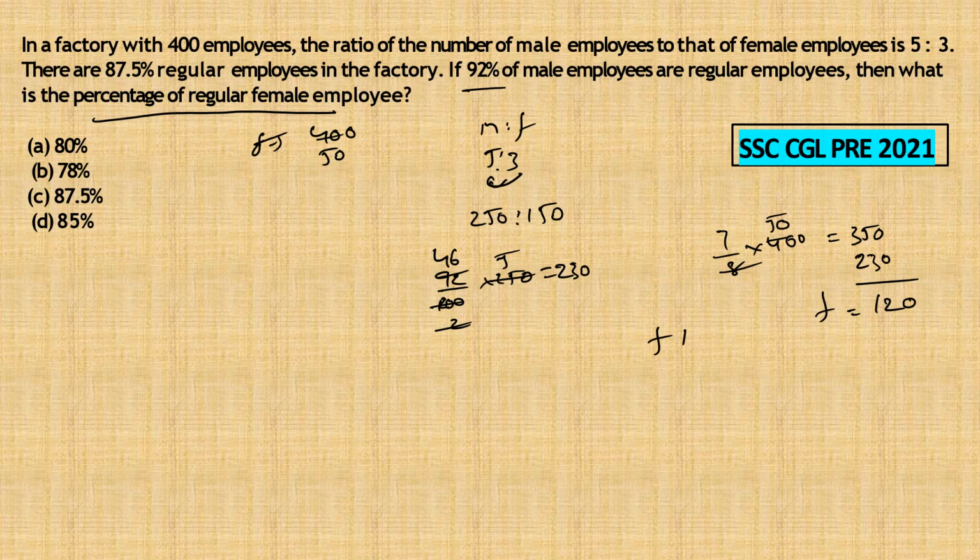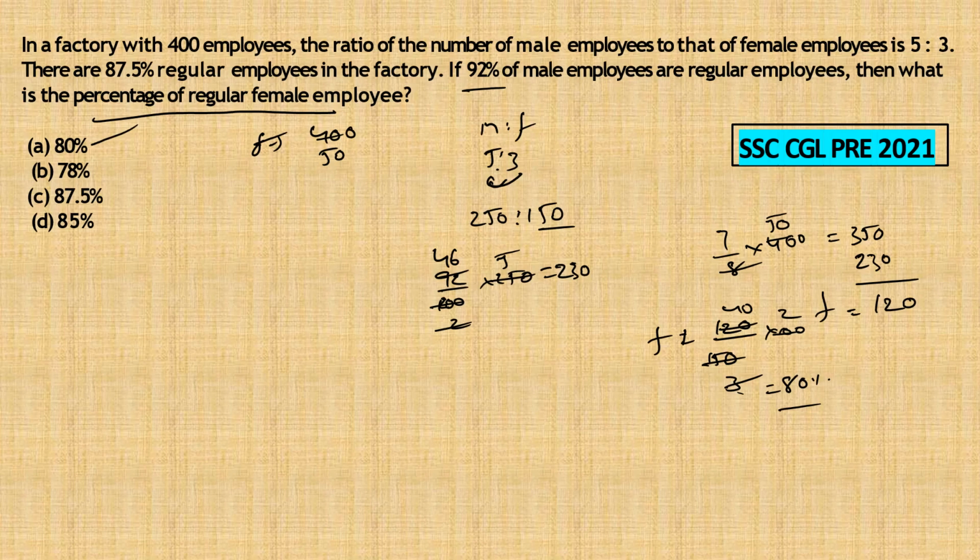We need to find the female employees percentage. Female regular employees 120, and the total female employees are 150, into 100. 3 4s are 12, that is 40. 40 2s are 80%. 80% of the female employees are regular in the company.